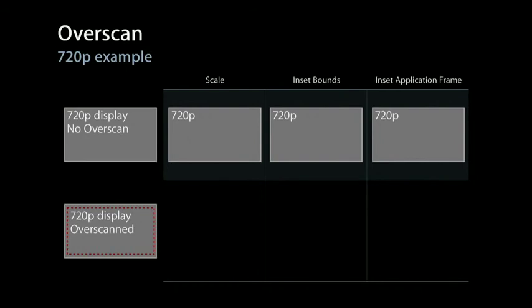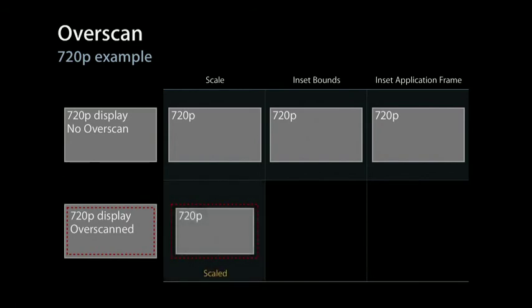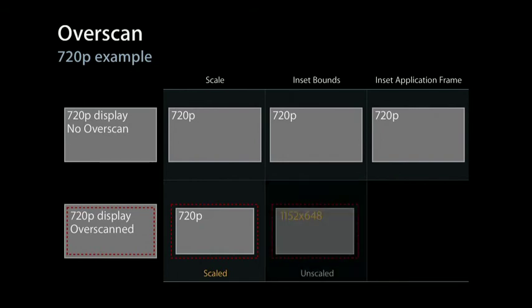If it is overscanned, then the first choice is scale. This is the default choice. You get a 720p frame buffer, and the system scales that buffer before sending it to the device. So you don't lose anything, but you're paying a cost for that scaling. The second choice is inset bounds. Now this will give you an oddly sized frame buffer, but all the pixels will be visible. Note the size I've mentioned here is illustrative. You may get different sizes for different devices because different devices have different amounts of overscan.